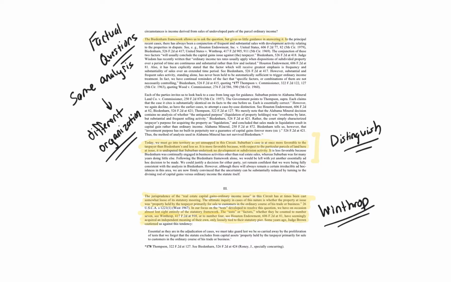Some years ago, Judge Brown cautioned us about this tendency. He stated that essential as they are in the adjudication of cases, we must guard lest we be so carried away by the proliferation of the tests that we forget the statute excludes from capital assets property held by the taxpayer primarily for sale to customers in the ordinary course of his trade or business. Where did we see that? We saw that in Winthrop. Remember that big chunk that we looked at? That was the main point: yes, factors are important, but you've got to go back to the code.